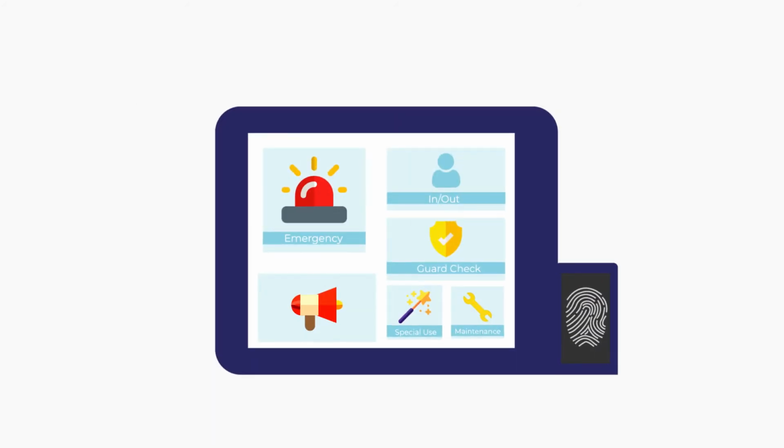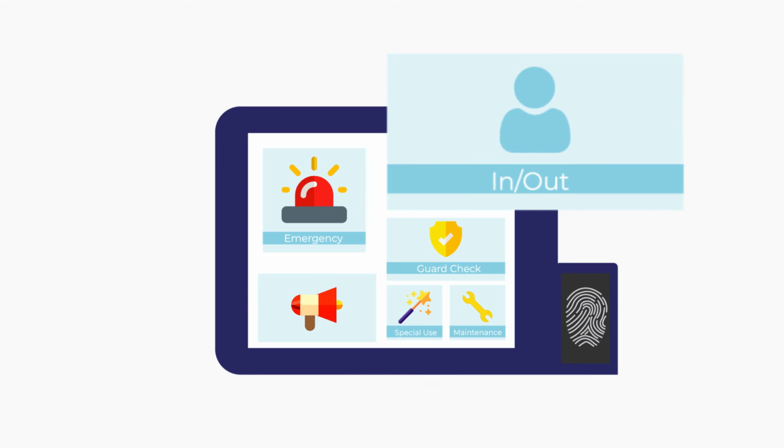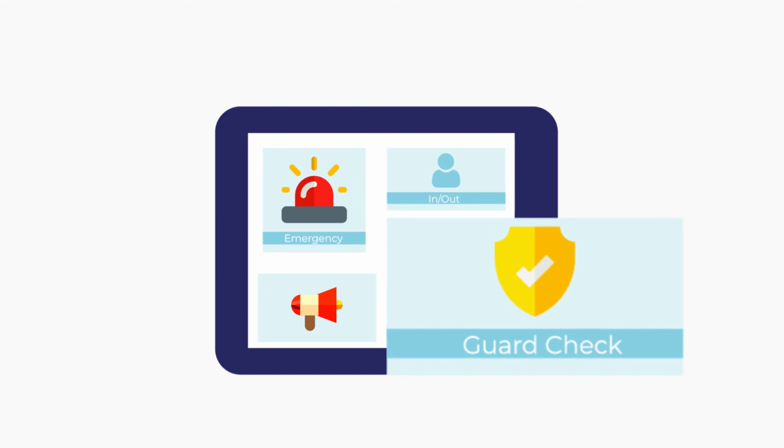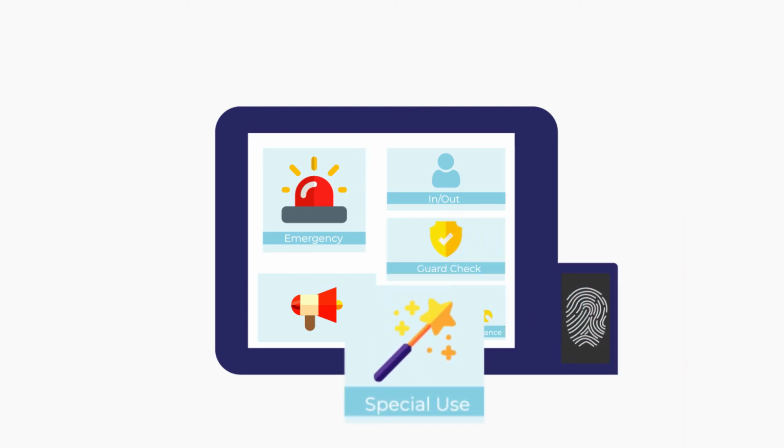Value-added features include: 1. A built-in in and out function that allows personnel to check in and out of facilities. 2. A guard check function, which allows security personnel to electronically document their checks on protected assets. 3. The special use function allows for special scenarios to be programmed from the back-end portal for special uses, such as chain of custody for assets and personnel.